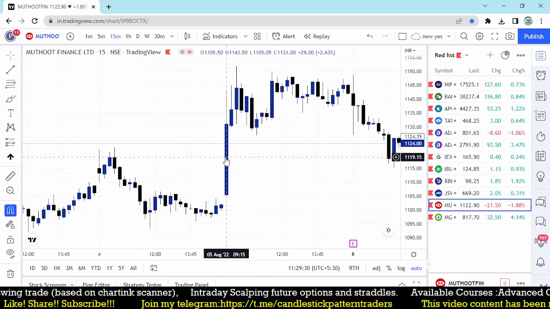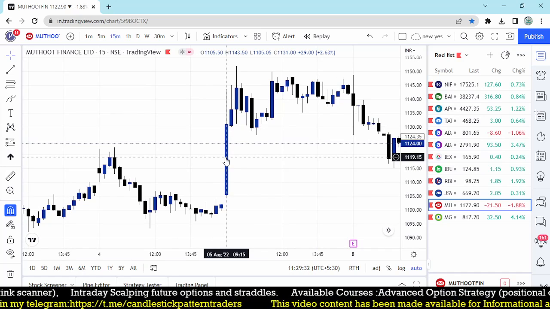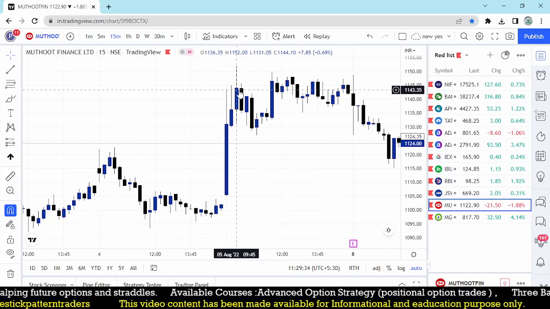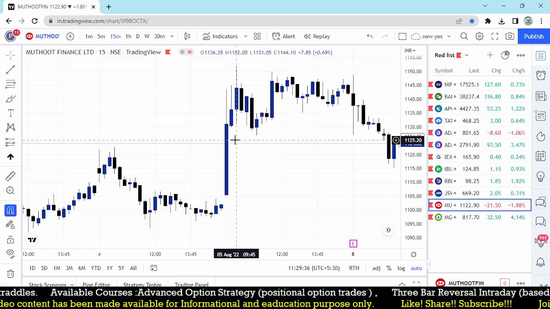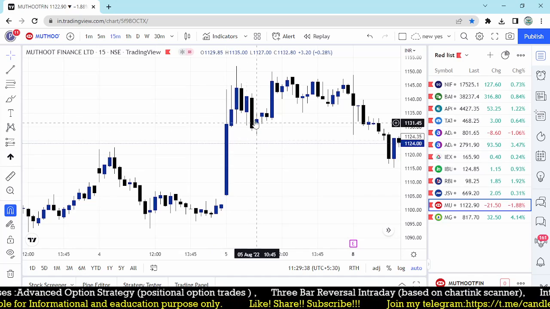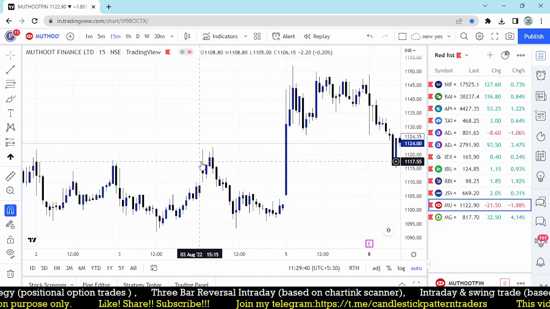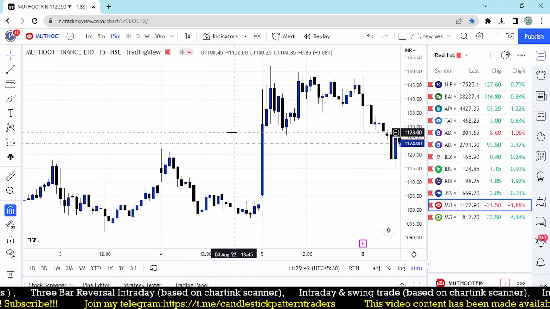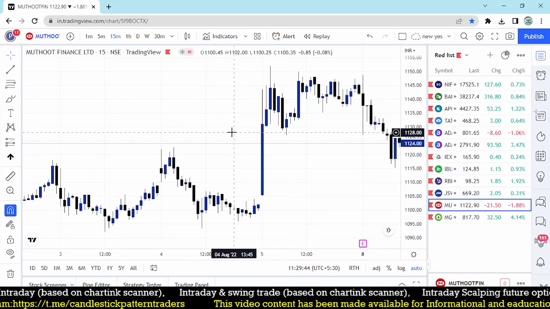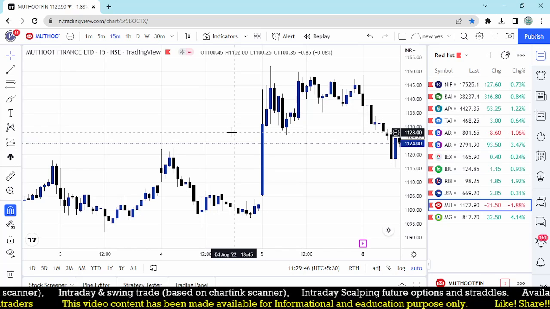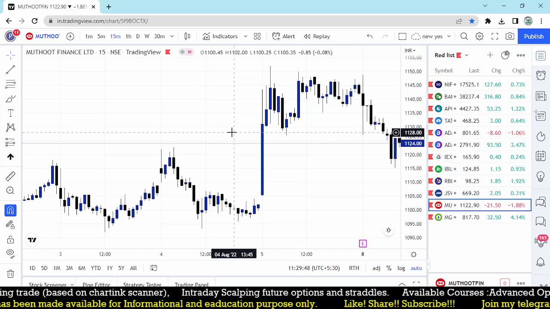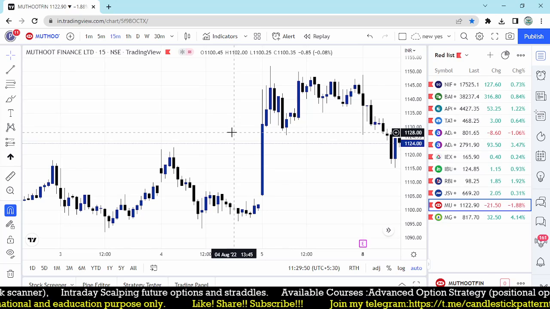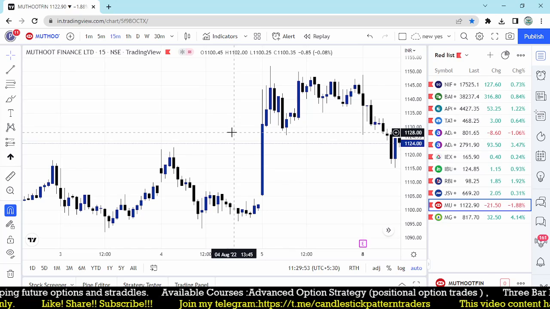On 5th August, there is a very bullish candle with a long upper tail and without a lower shadow, so it can move up. See, here is another candle. If the first candle of the day forms a hammer, shooting star or doji, maybe a good reversal opportunity is there in the first 15 minutes.